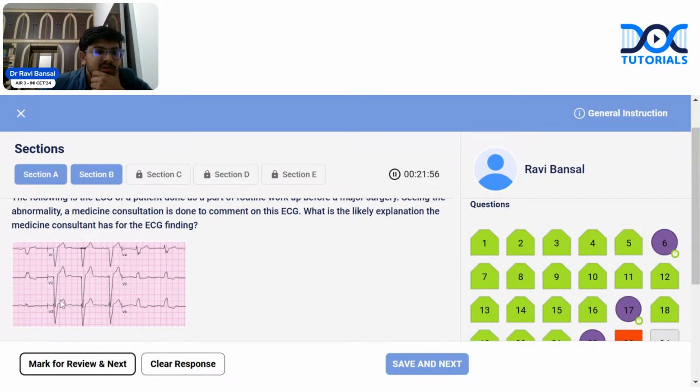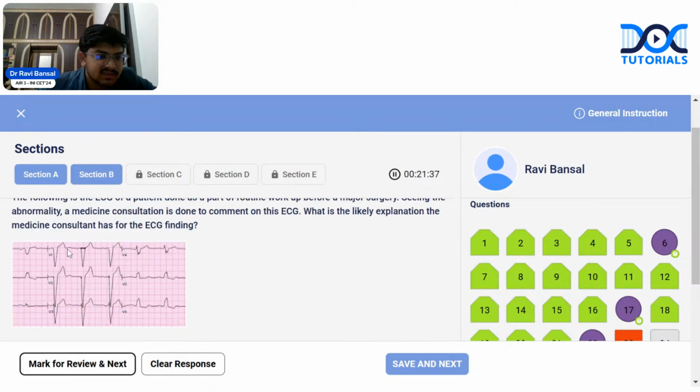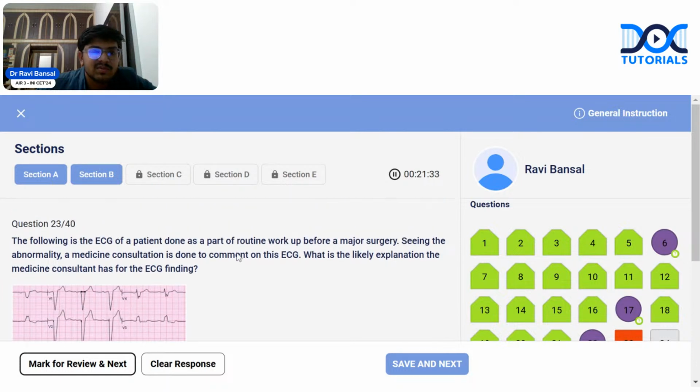So V1 is more negative. From V1 to V6, we know the ECG progresses: in V1 the negative wave is prominent, and as we go towards V6, the positive wave becomes prominent. Ischemic heart disease would have given ST segment elevation, and there is no emergency. He's not complaining of chest pain. It is just a routine workup before a major surgery.